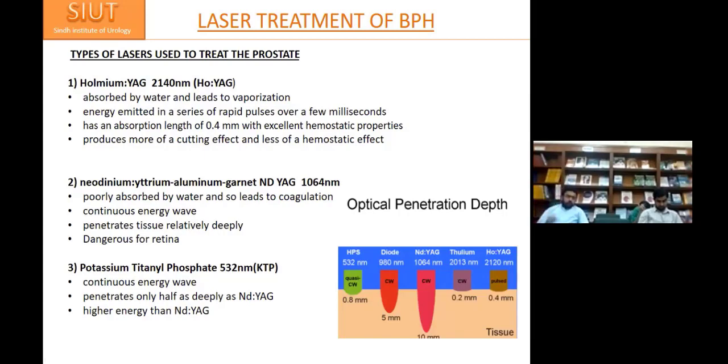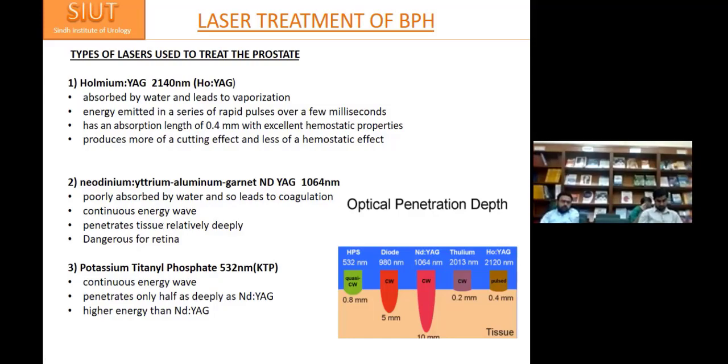Types of lasers used to treat the prostate: Holmium YAG lasers are absorbed by water and lead to vaporization. Energy is emitted in a series of rapid pulses over a few milliseconds, with an absorption length of 0.4 millimeters and excellent hemostatic properties, producing more of a cutting effect. The other lasers are Nd:YAG lasers, with poor absorption by water, so they lead to coagulation. They have continuous energy waves as compared to the HoLEP, which shows non-continuous energy waves. They penetrate tissue relatively deeply and are dangerous for the retina.